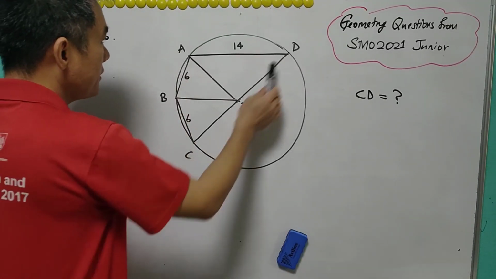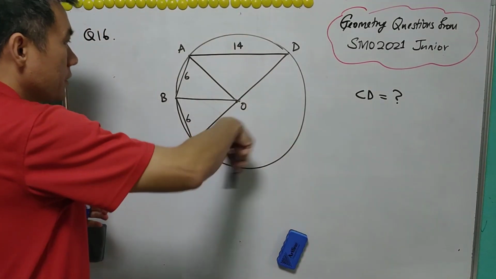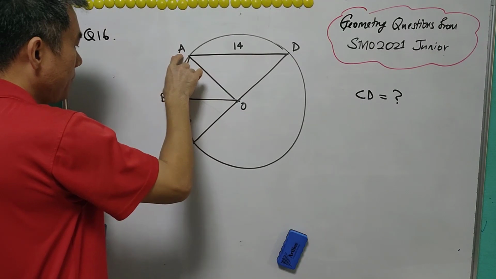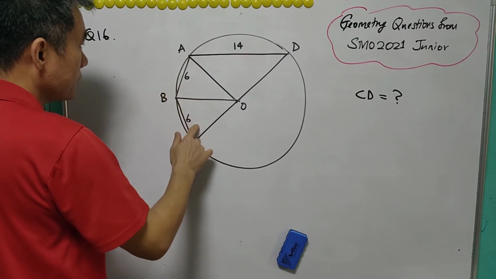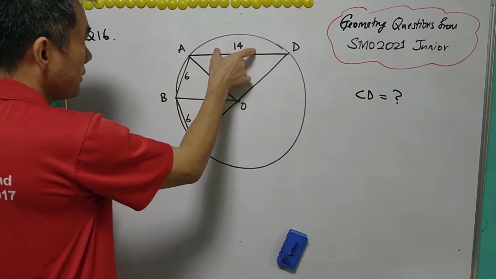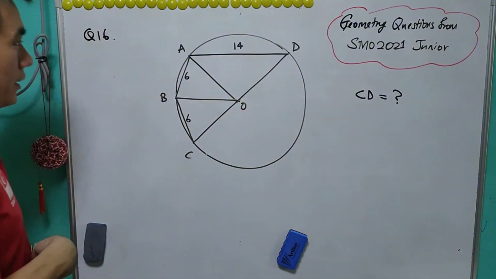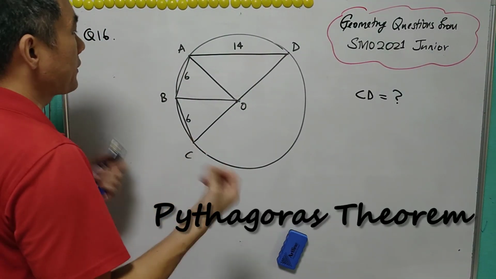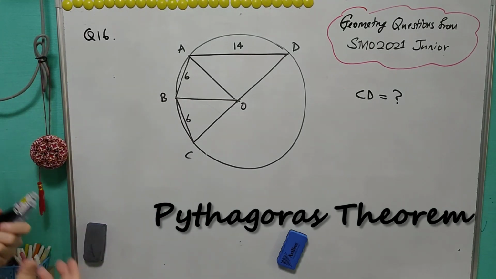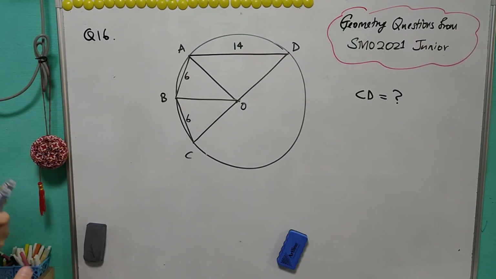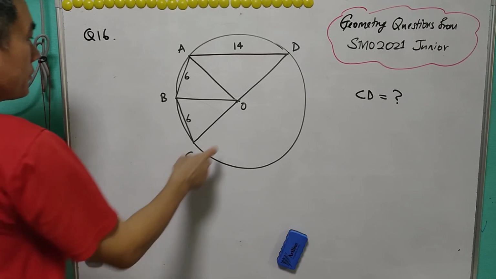Given that ABCD is a quadrilateral inscribed in this circle, the length of AB equals to BC equals to 6, and the length of AD equals to 14. We are asked to find the length of CD. Again, we need to use Pythagoras Theorem. Then we need to construct some right angle triangles. And we also need to use some property of circle.